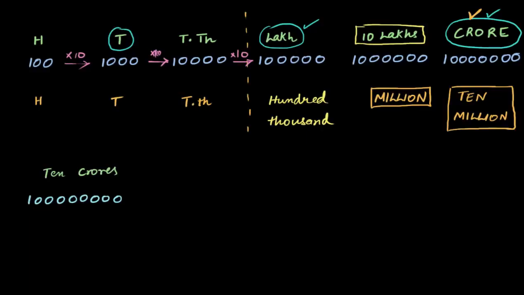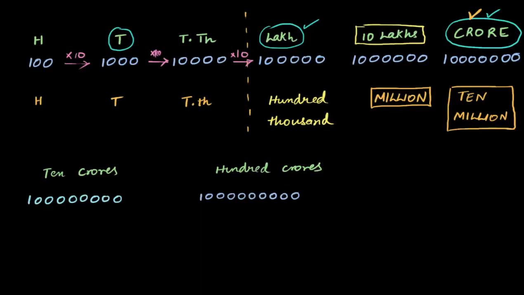And if I take that number again, and if I multiply that by another 10, then I get 1, 0, 0, 0, 0, 0, 0, 0, 0, 0. You can see how easily it can become difficult to write these numbers and also count the number of zeros. So 1, 2, 3, 4, 5, 6, 7, 8, 9 zeros, right? And that's 100 crores, right? So that's a very big number. 100 crores. So in India, we call this 10 crores and 100 crores.